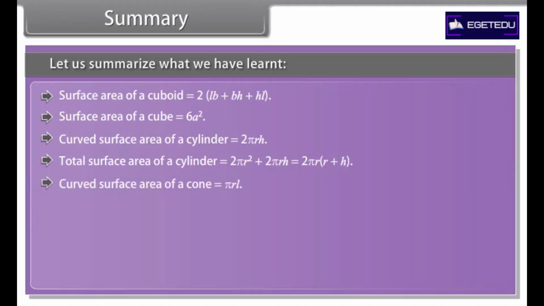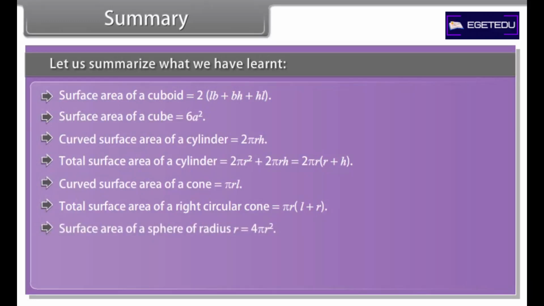r square is equal to 196.054. r is equal to the square root of 196.054. r is equal to 14 centimeter. Hence, the radius of the ball is 14 centimeter.